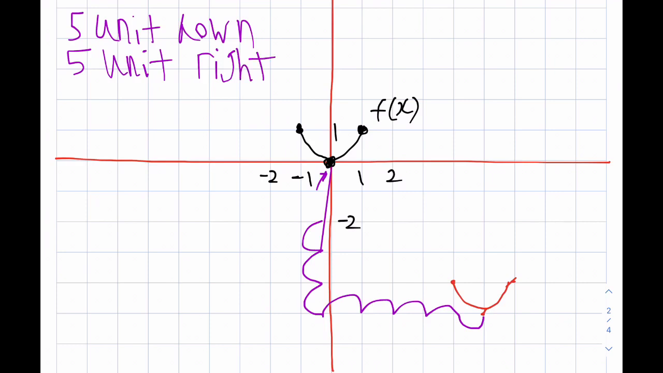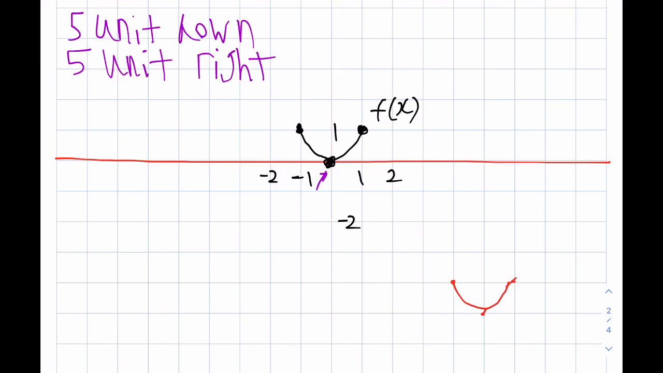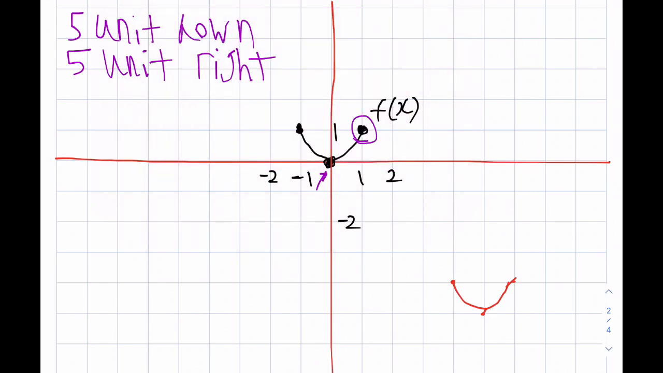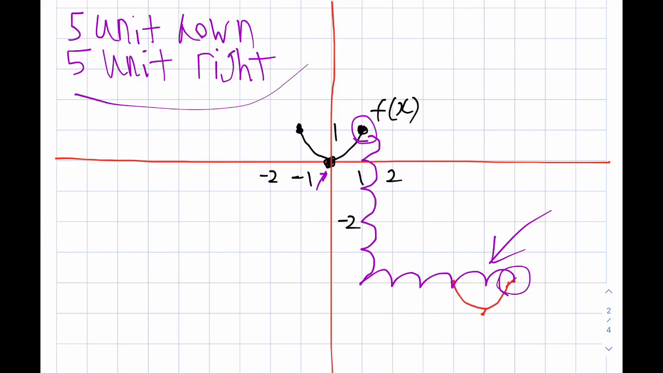Let's see if this is true for the other points. Oops, I have erased that. Sorry guys, let me just redraw this. All right, let's pick out this point. Let's move it down 5 times: 1, 2, 3, 4, 5. And let's move it to the right 5 times: 1, 2, 3, 4, 5. And we end up here, and that's exactly where this function is. So this will be our transformation: 5 units down, 5 units right.